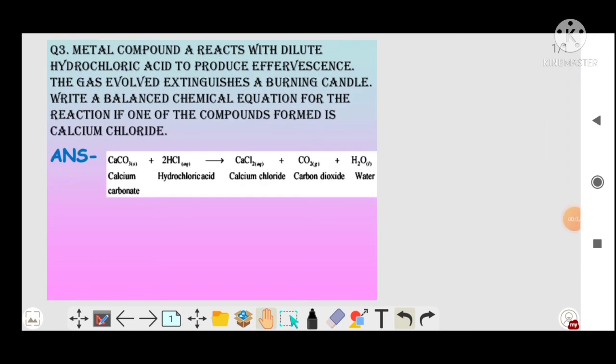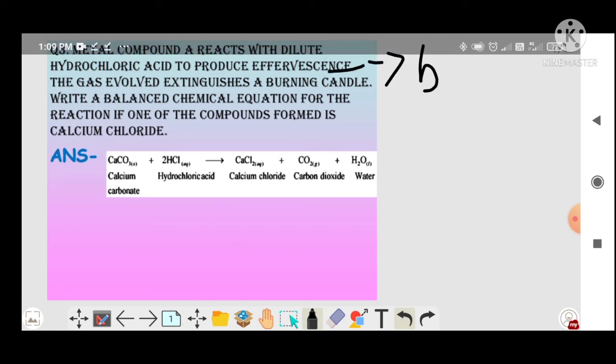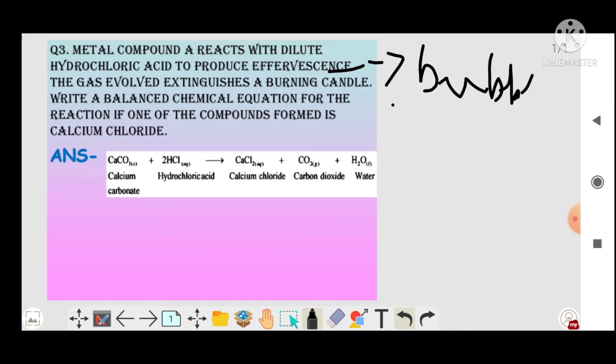Now the next question. A metal compound reacts with dilute hydrochloric acid to produce effervescence. Effervescence means bubbles. The gas evolved extinguishes a burning candle. Extinguishes means to cease burning or blow out. That gas blows out a burning candle, the burning candle is put out.